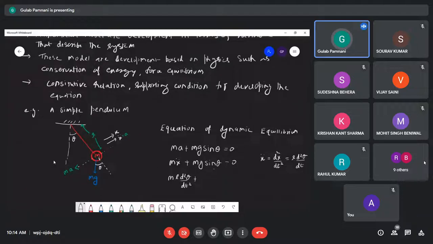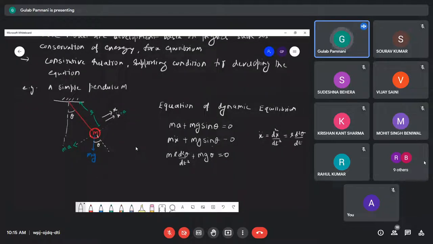Can you write it in the form of L and theta? Yes sir. What would be... Yeah, tell me what it would be. Sir, for very small angle, small angle. Yeah, fine. So this would be there, and let me move on.